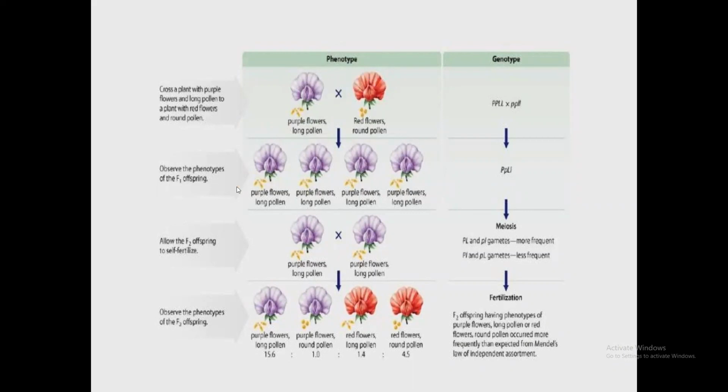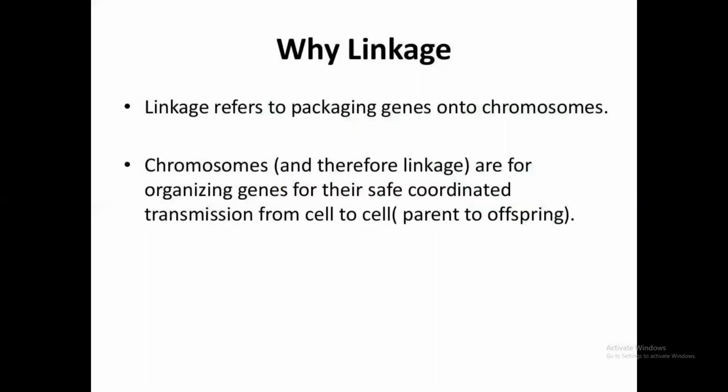They got in F1 all the offspring showing the same phenotype. In the F2 generation we should get the 9:3:3:1 ratio, but the results of the F2 offspring are not following that pattern. So what is the reason? The reason is the genes are linked, or the genes are showing linkage.